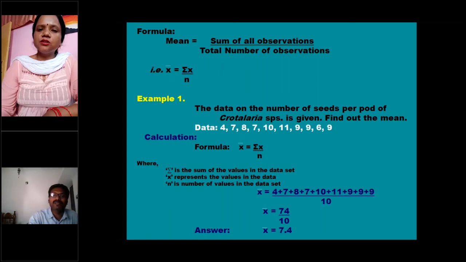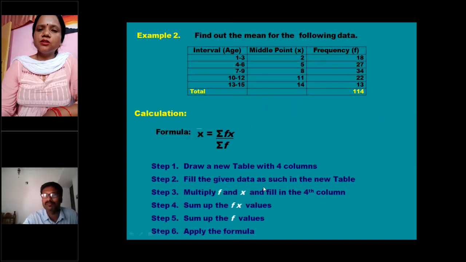So this is the result we got. Note the mean. So 4 plus 7 plus 8 plus 7 plus 10 plus 11 plus 9 plus 9 plus 9 divided by 10. So we got the mean is equal to 74 divided by 10. So 7.4 is the mean.